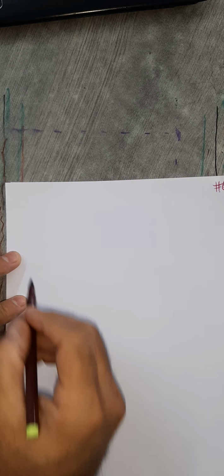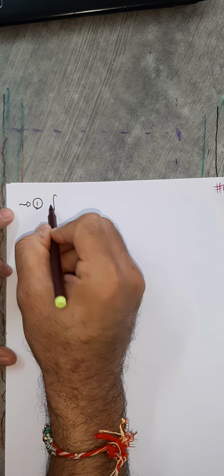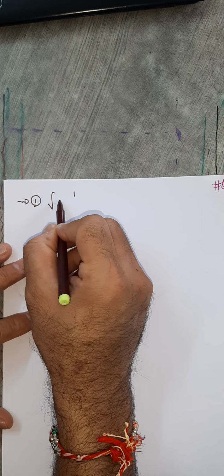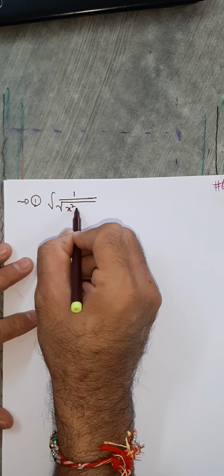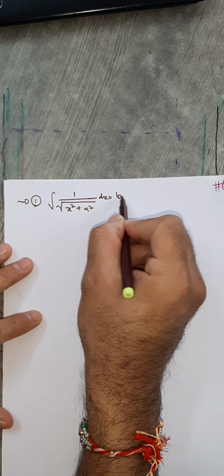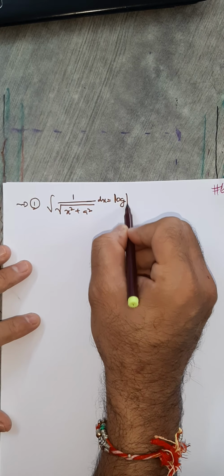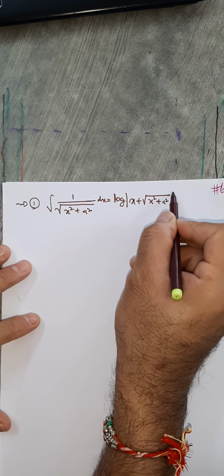Here mainly we use the following formulas. Let me just remind you. The one is this, we already discussed this. Just to remind you, if you have 1 upon root of x square plus a square, it is given by log of mod of x plus the same expression, plus c.